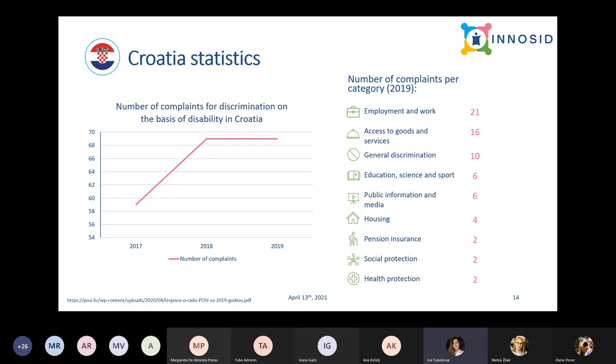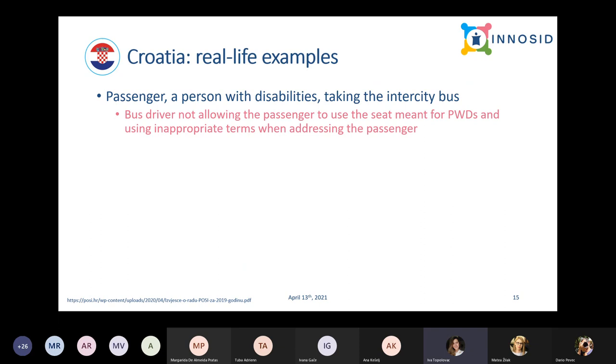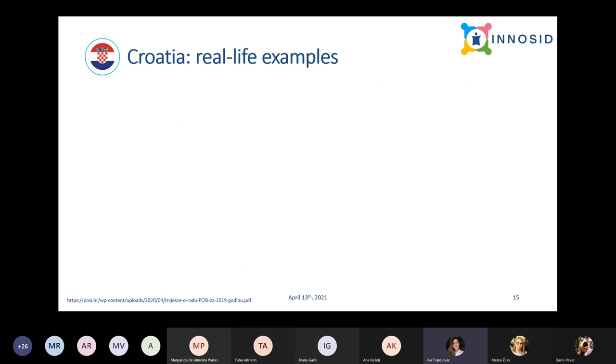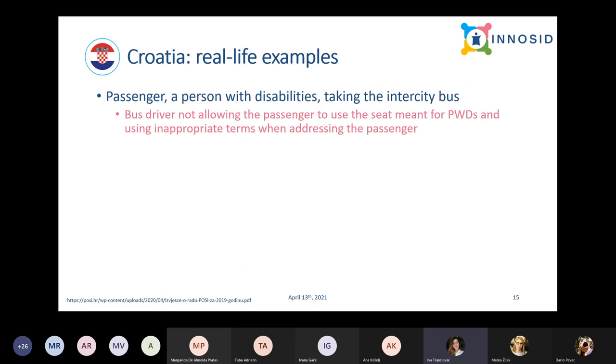Maybe we should look at the first three categories of complaints. These are employment and work, access to goods and services, and general discrimination. I prepared real-life examples, real-life suits that went through the office of the public defender in Croatia. I thought they were interesting. For example, a passenger with disabilities was taking the intercity bus, and the bus driver was not allowing the passenger to use the seat meant for people with disabilities, and also used inappropriate terms when addressing the passenger.